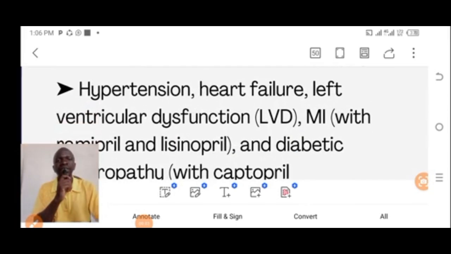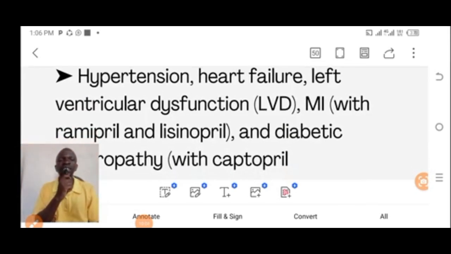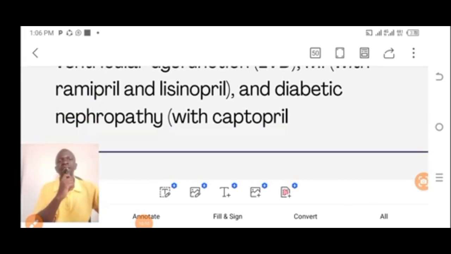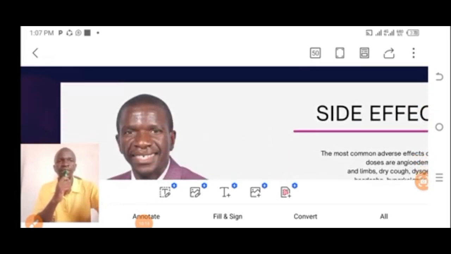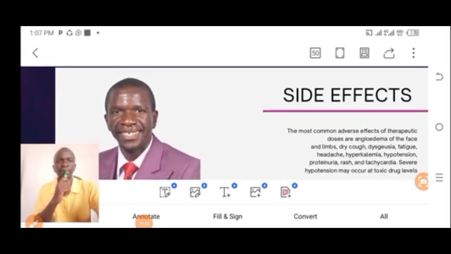So they are indicated for hypertension. They are indicated for heart failure. They are also indicated for left ventricular dysfunction. They are indicated for myocardial infarction, particularly ramipril and lisinopril. They are also indicated for diabetic nephropathy, especially with reference to captopril. So these are some of the indications for how those drugs work.